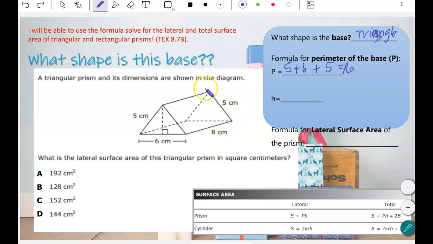And the height, we're tilting this up, so it's sitting on this triangle. So the height is 8. And to find the lateral surface area, you just do the perimeter times the height. So you're going to do 16 times 8. Go ahead and use your calculator. Or maybe you already know it's 128. So that is the lateral surface area. This would be B.